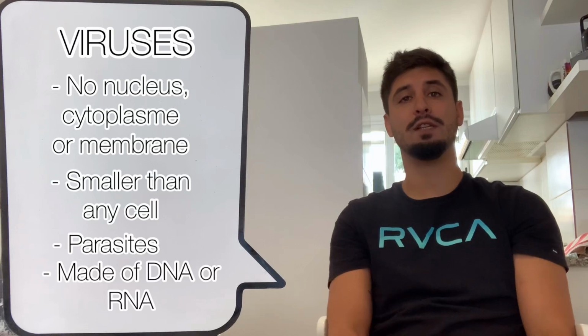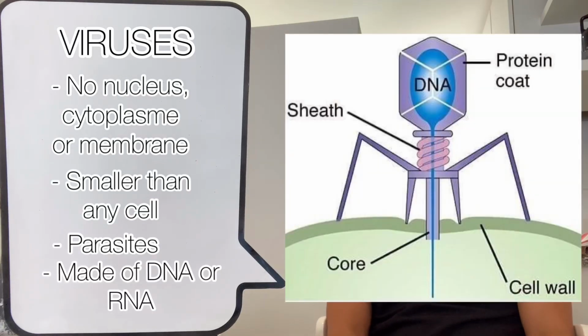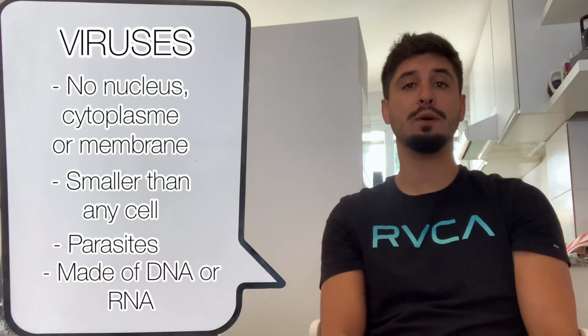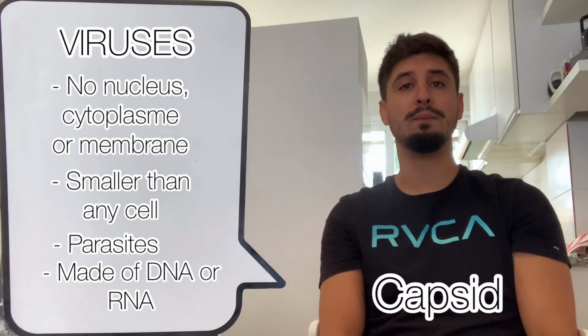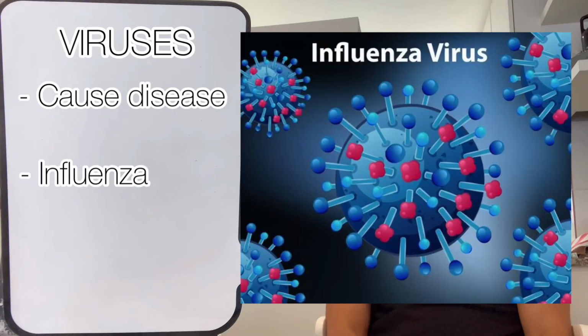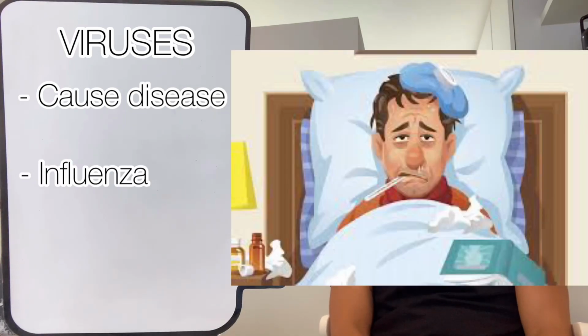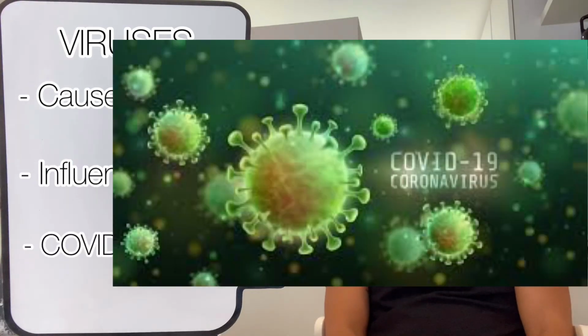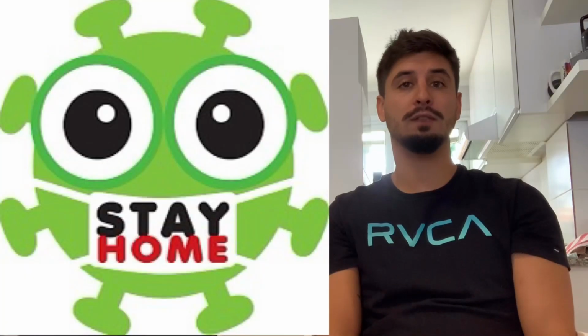Viruses are made of genetic material like DNA or RNA surrounded by proteins. This structure is called capsid. Viruses cause disease, for example, influenza, which causes the flu, or COVID-19, the reason we are in quarantine.